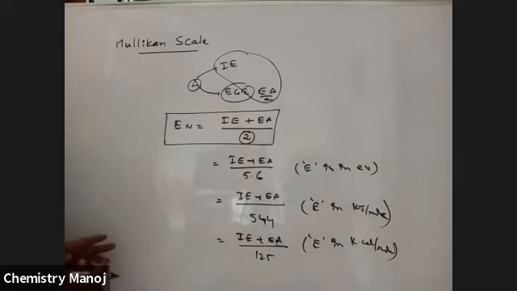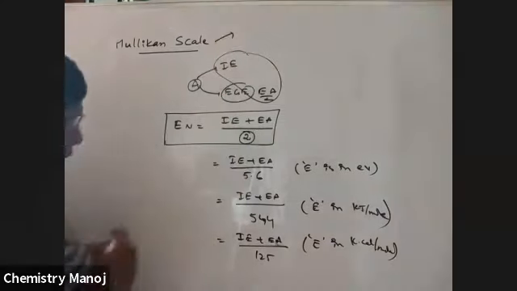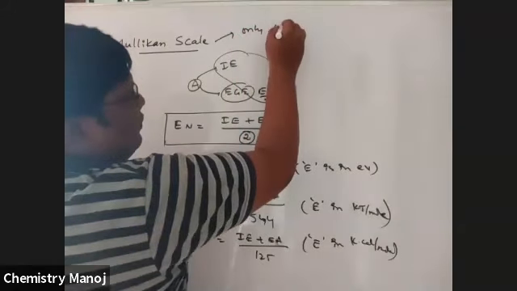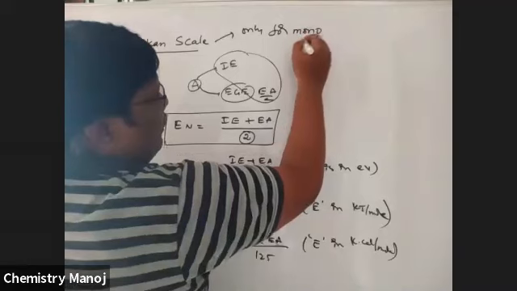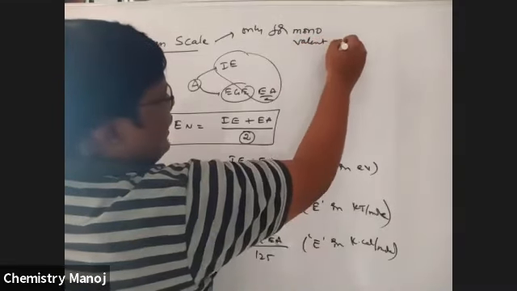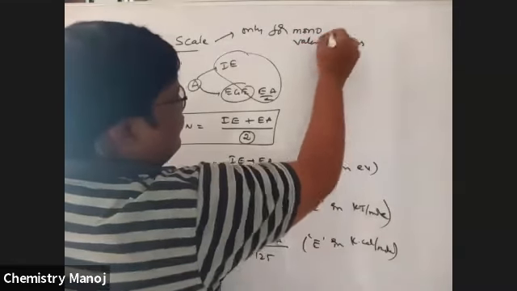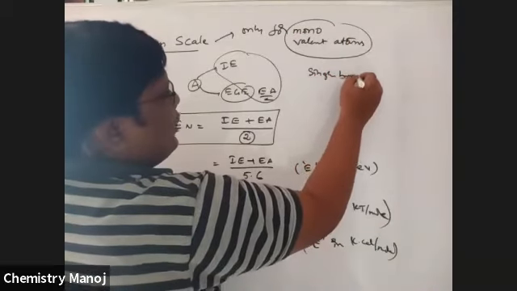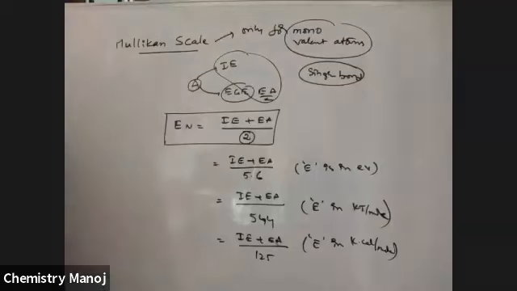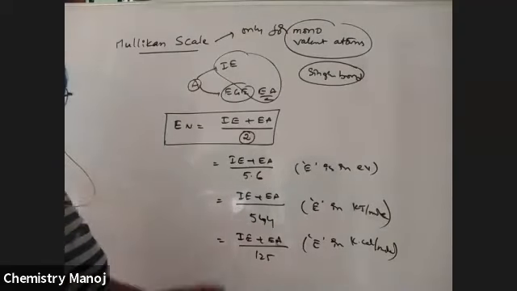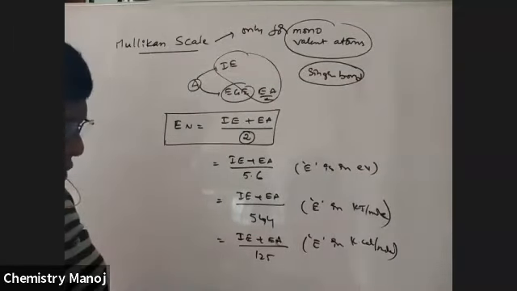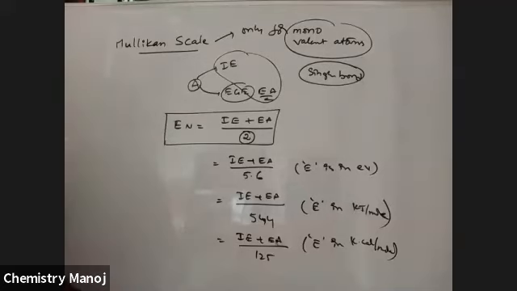This Millikan scale is applicable only for monovalent atoms, that is, atoms that form a single bond. Those atoms which can form only a single bond are applicable for this.